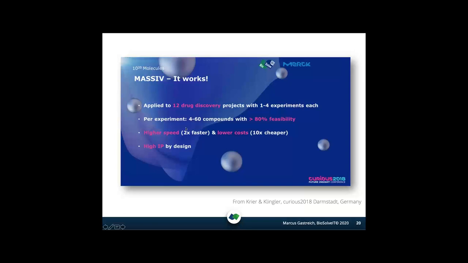But look at this figure. This is what I really find amazing, 10 times cheaper. So they drastically reduced the cost, which is really great for them, but also great for us, IP by design, because the spaces are just so huge.